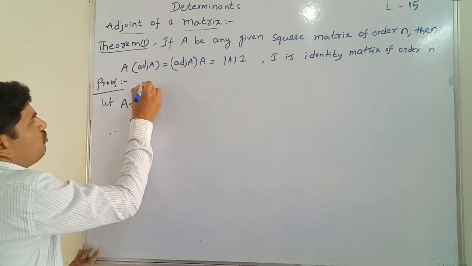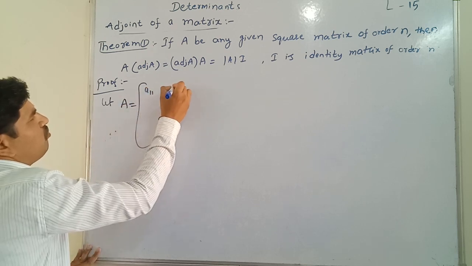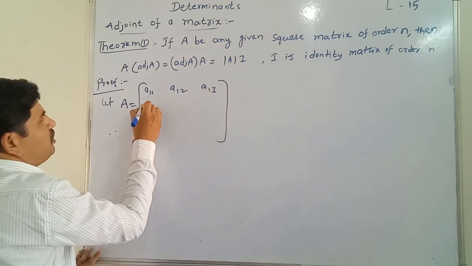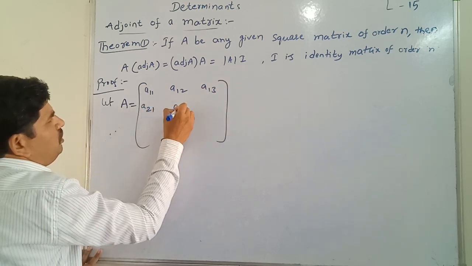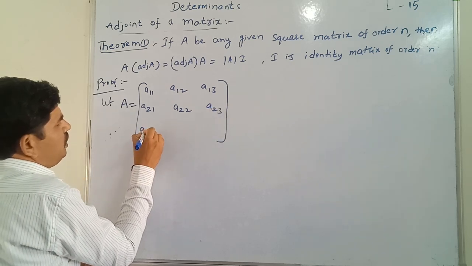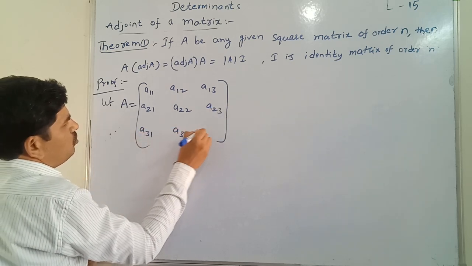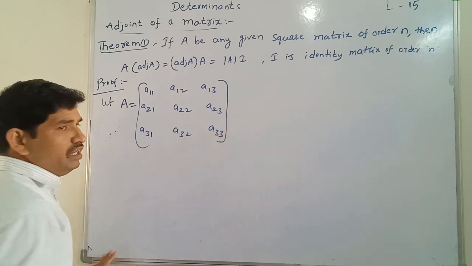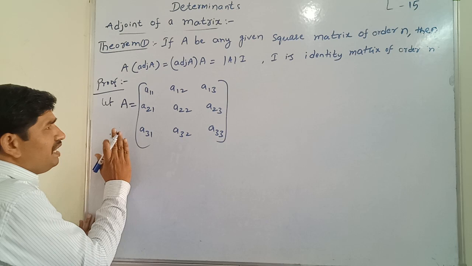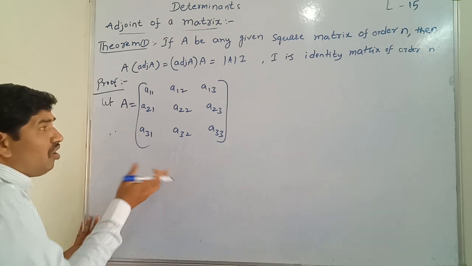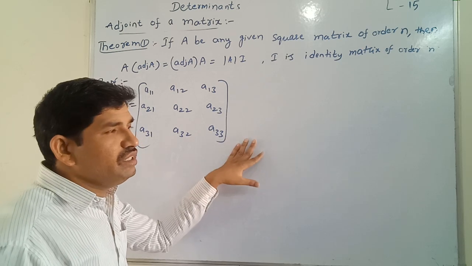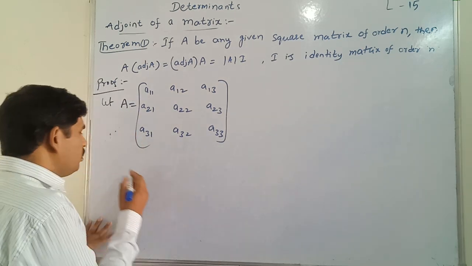Let A be equal to the matrix: A11, A12, A13. Next the second row is A21, A22, A23. And the third row is A31, A32, A33. So this is the 3 by 3 matrix, the A matrix. Now we have to write the adjoint for this matrix, just as we have completed in the definition of the adjoint of a matrix. So how to write the adjoint matrix?